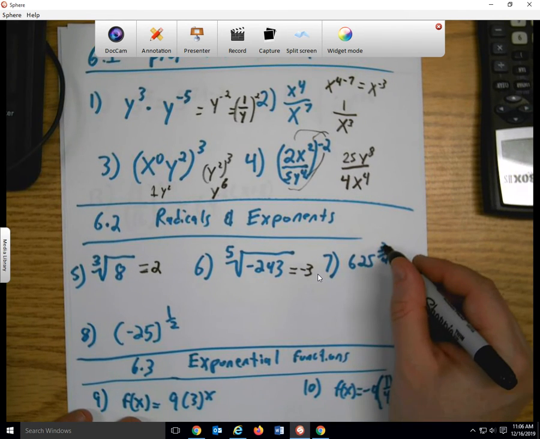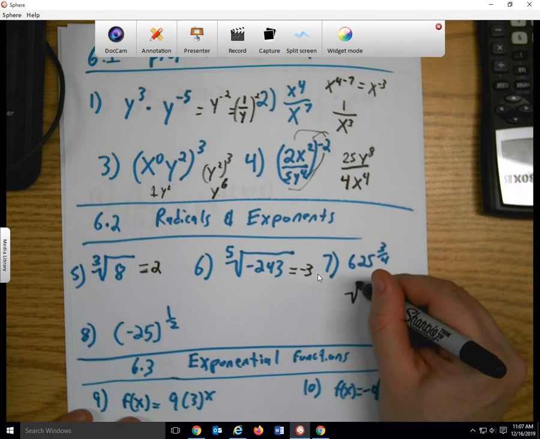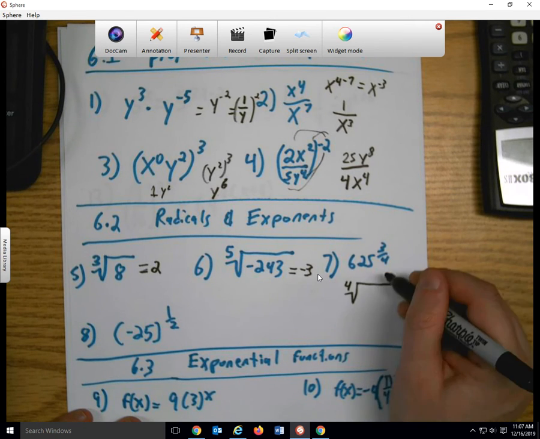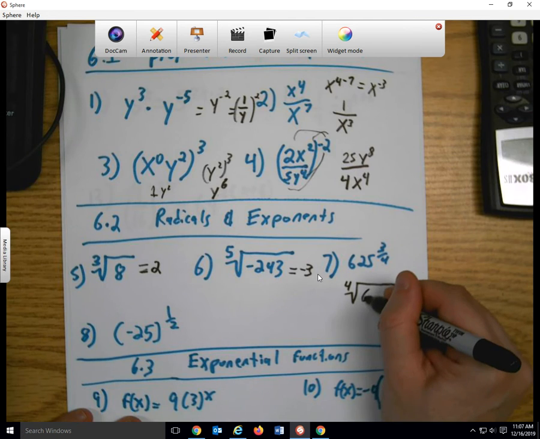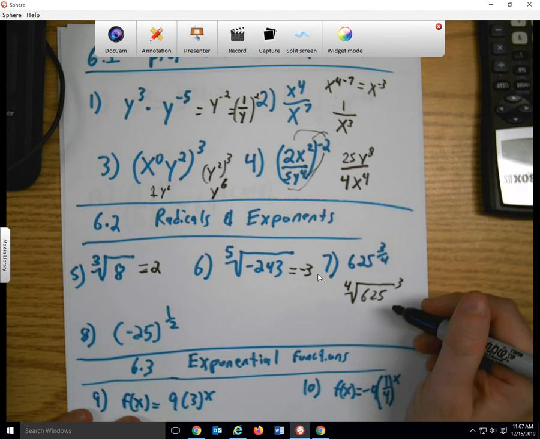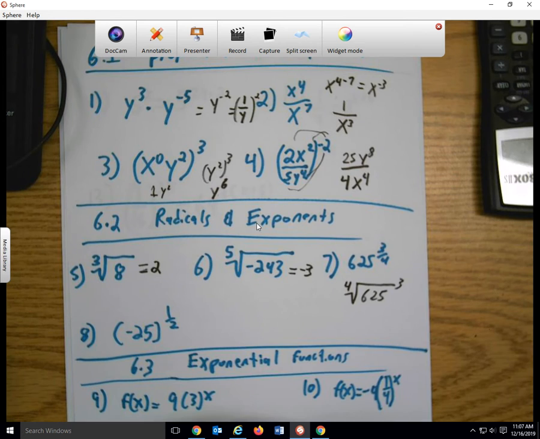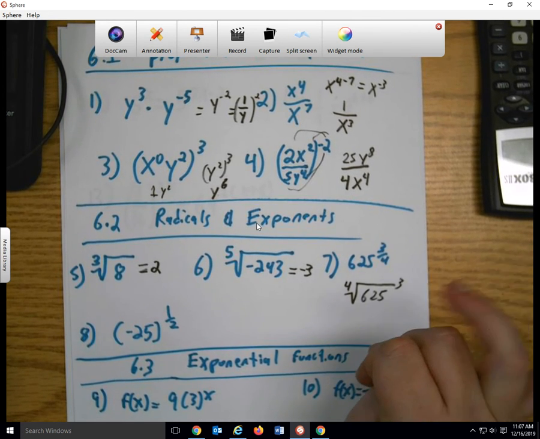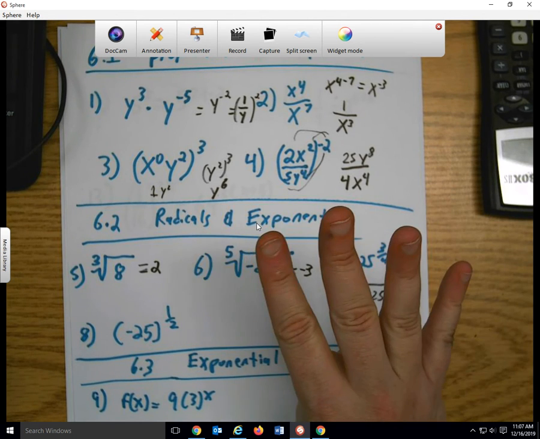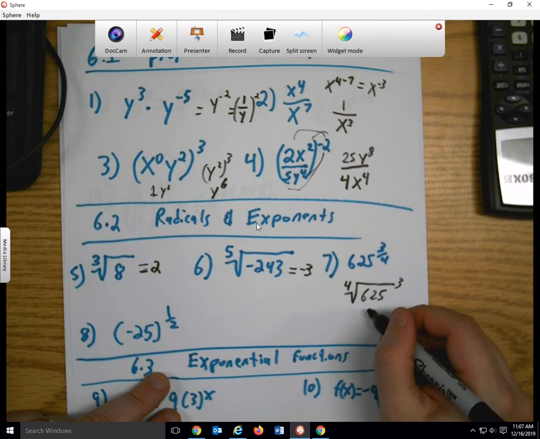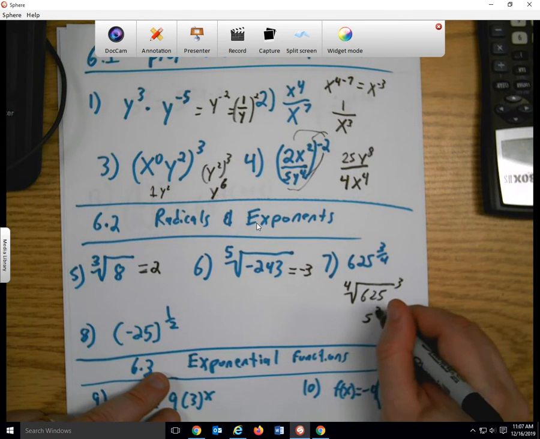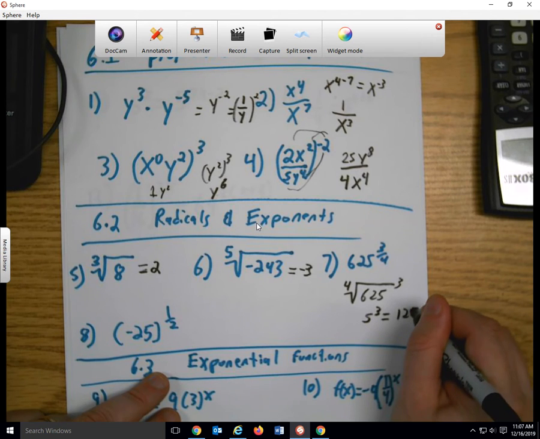When you have a fraction in the exponents, you have to do both the root and the power. The denominator is the root. The numerator is the power. So I believe that's a 5. 5 times 5 is 25. 25 times 5 is 125. 125 times 5 is 625. So it's 5 to the 4th power. So the 4th root of 625 is 5. But then we have to do the power of it. So it's 125.